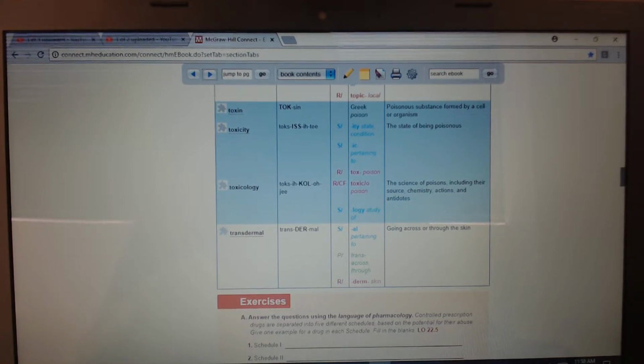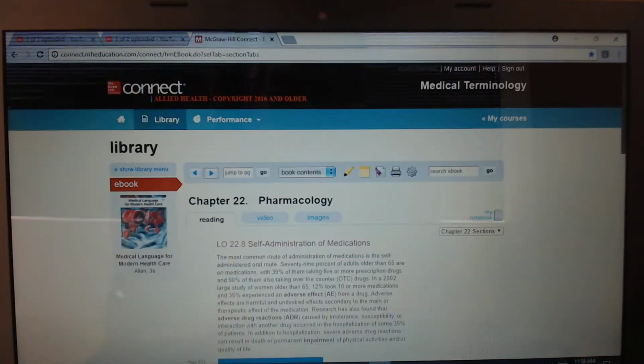Transdermal, dermo means skin, going across or through the skin. Trans is a prefix that means across. Self-administration of medications.